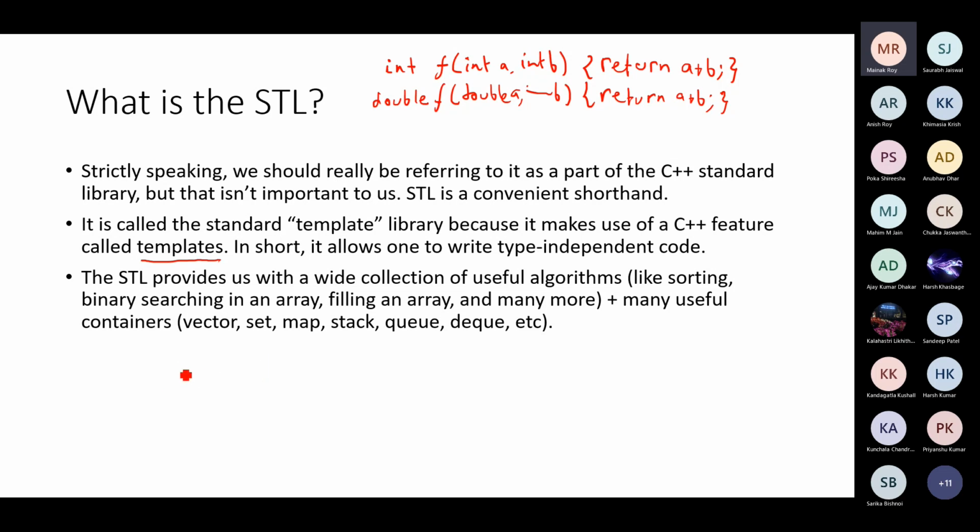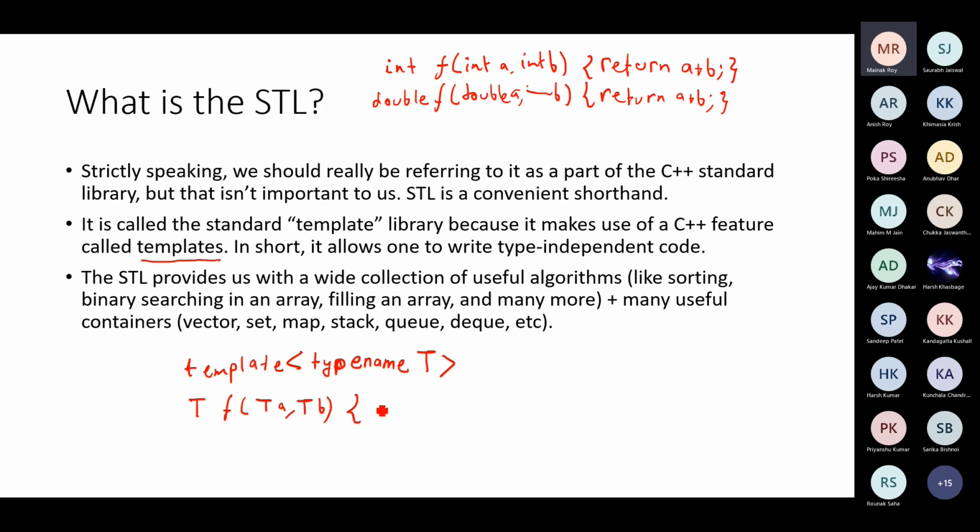And what templates allow us to do is they said just forget about the type and let's just write the function itself. So we write this thing template, then we write typename T, and then we can just write T function, T a, T b, and then we can just write return a plus b. Here, notice that we didn't mention any type at all for a and b.